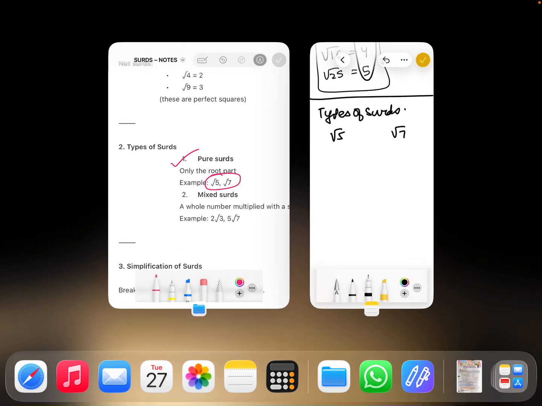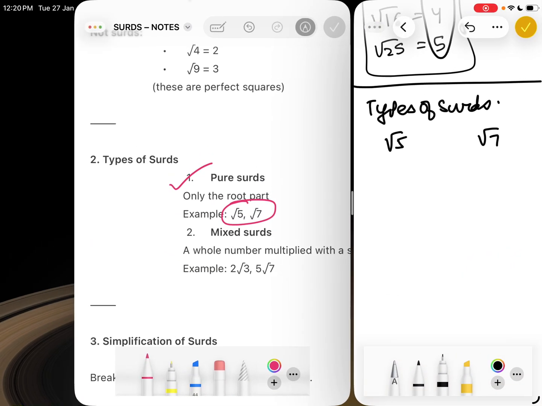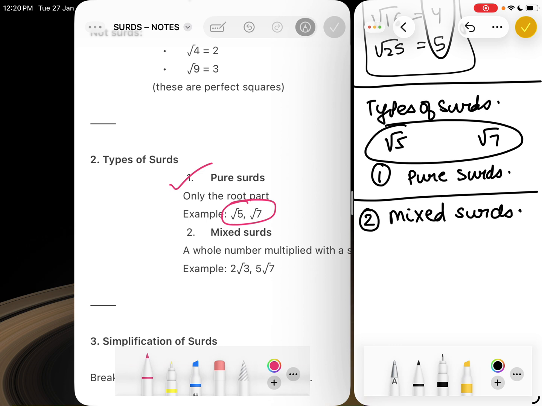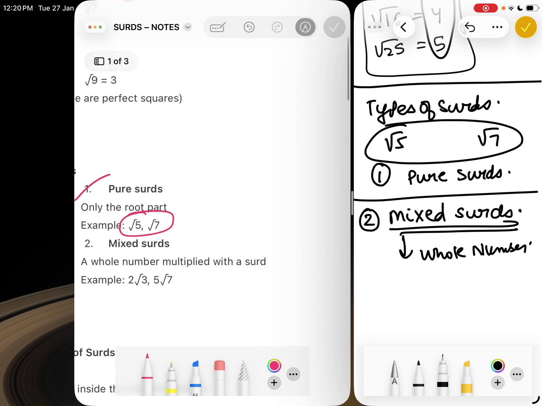Then we have types of surds. Let's try to understand that. This is the first type, pure surds. Okay, only one number. But let's talk about mixed surds. This is pure surds. Mixed surds contain a whole number outside, multiplied with a surd. A whole number multiplied with a surd.